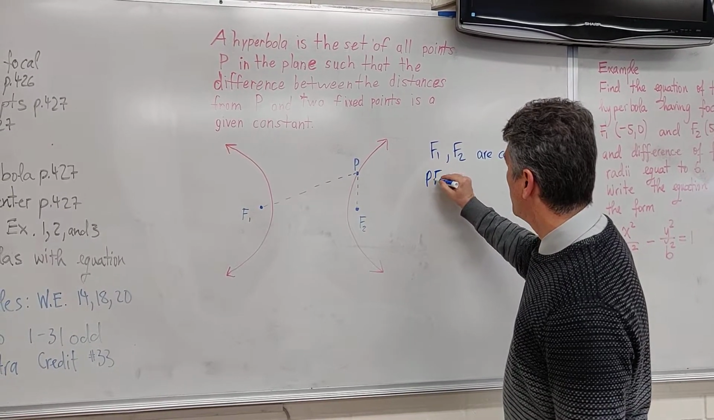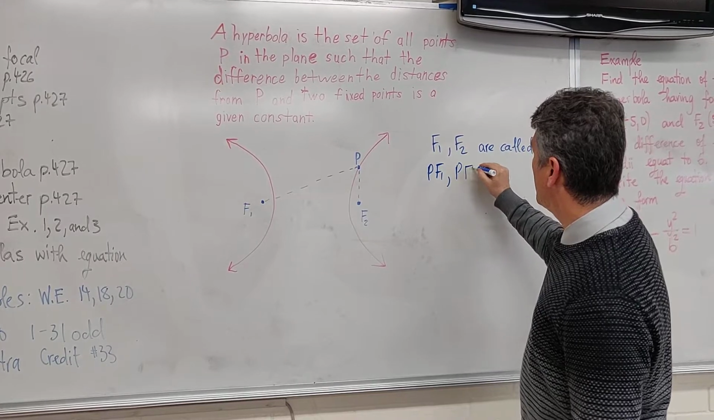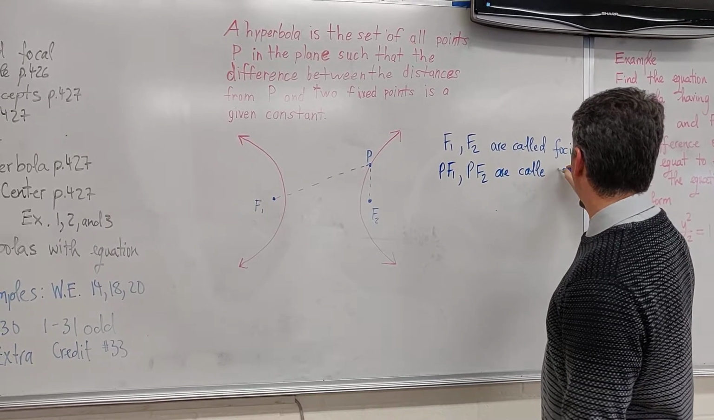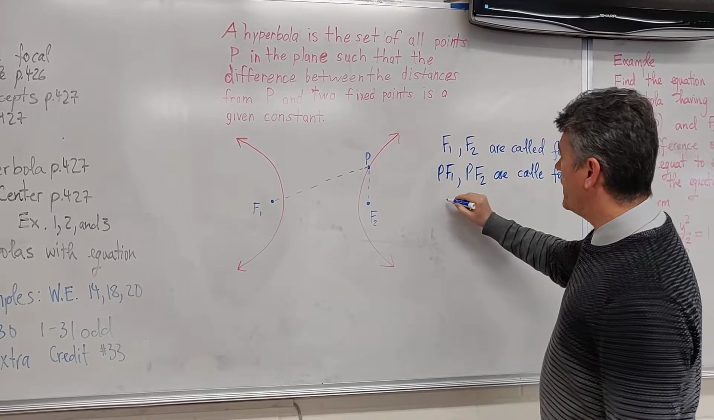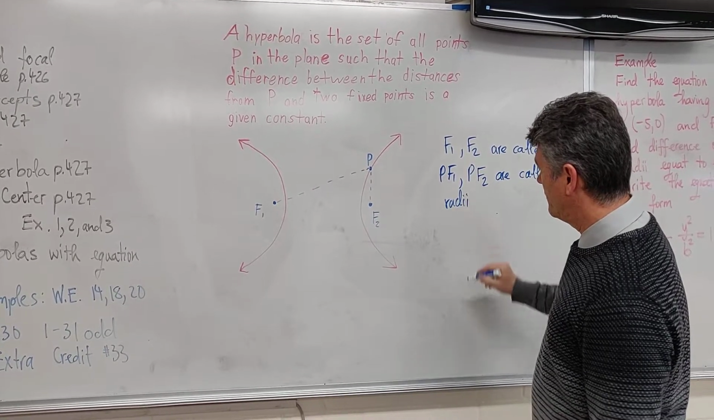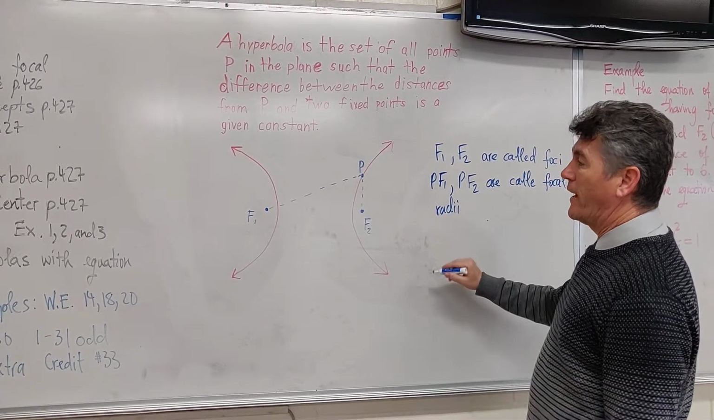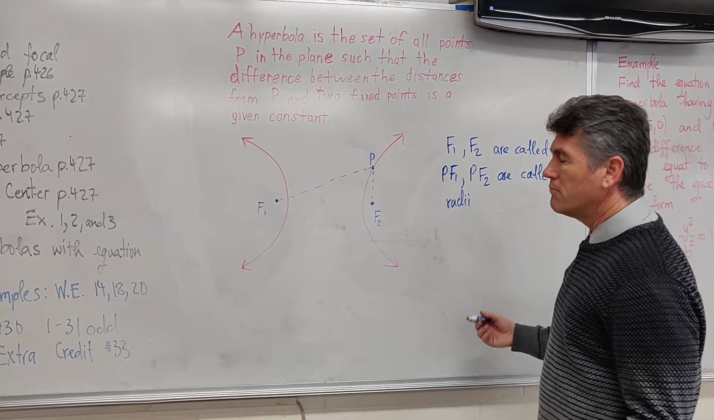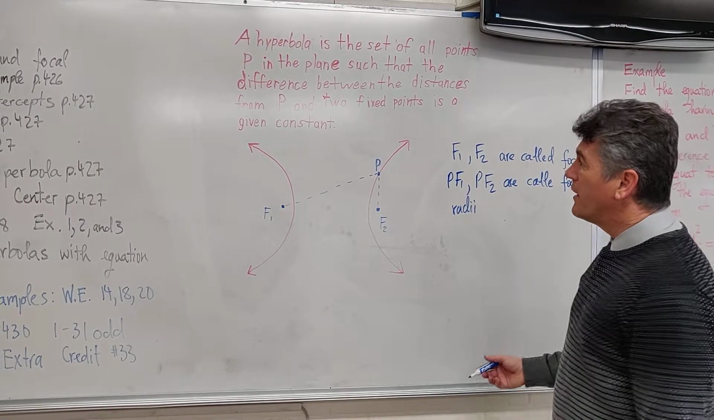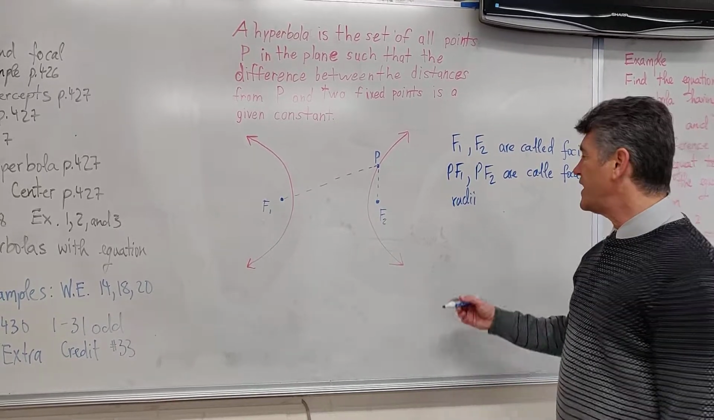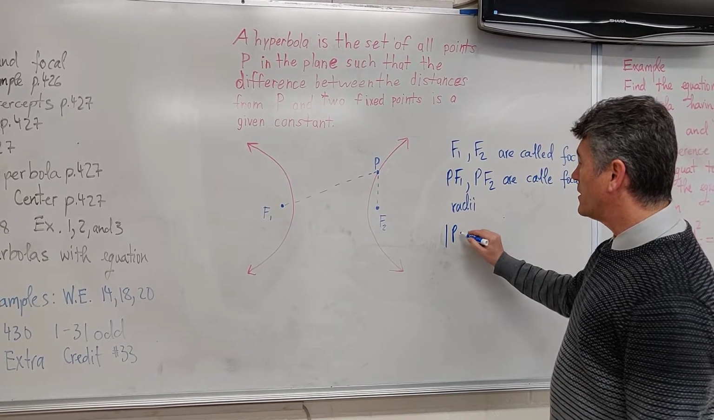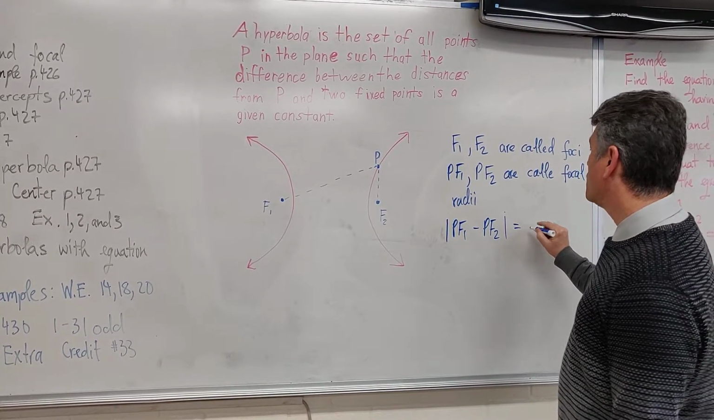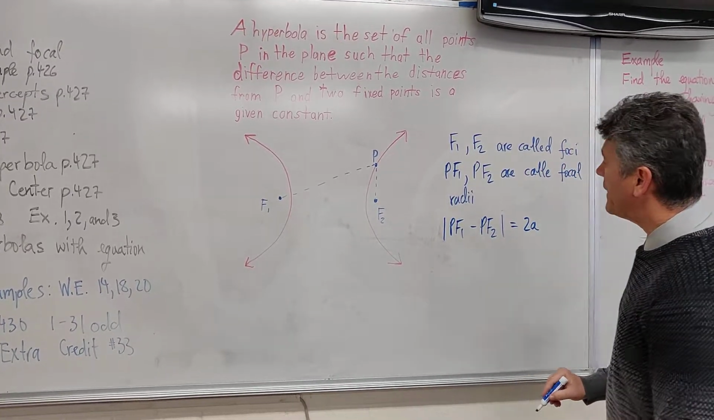P F sub 1 and P F sub 2 are called focal radii. And then this time the difference, we can clearly see that P is closer to F sub 2. So there are two things that we can do right now. One, think of P as an arbitrary point where we don't see it, and you could just say the absolute value of P F sub 1 minus P F sub 2 is equal to a constant. We call that constant 2a.